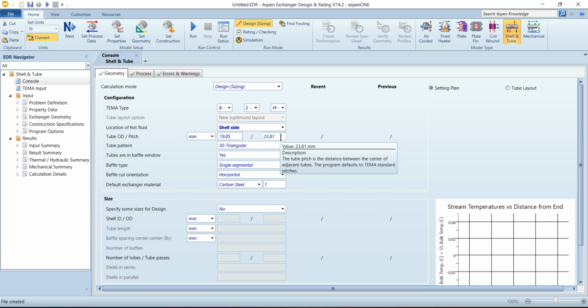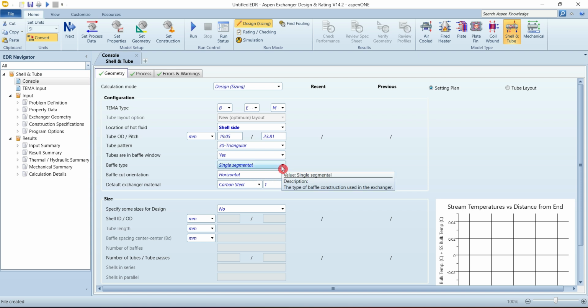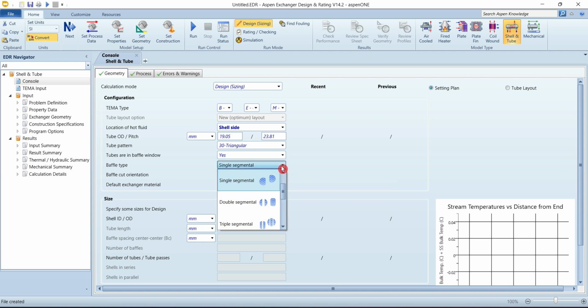And the tube pitch is taken. Similarly, if you are working with the different tube patterns, then you can take other than 30 triangular tube pitch. Baffles, yes, there should be baffles inside the shell. Type is single segmental. You can take double or triple or any other option of the baffles.